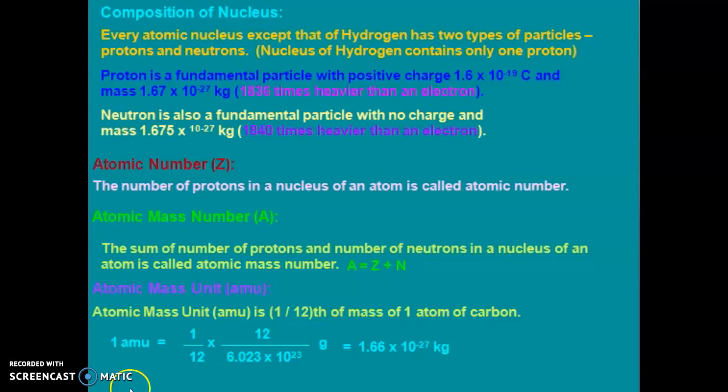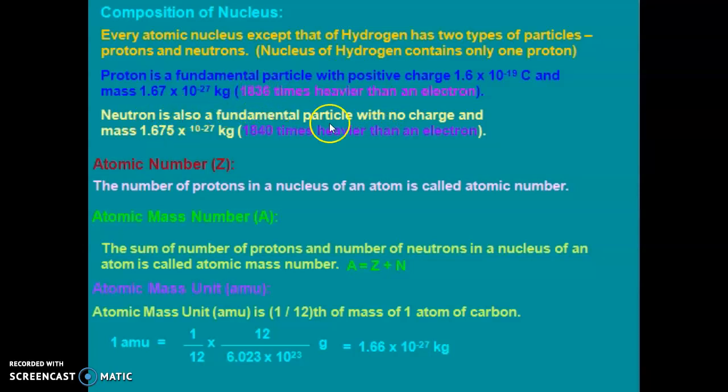Now every atomic nucleus except that of hydrogen has two types of particles. First are protons and next are the neutrons. Proton is a fundamental particle. It has a positive charge of 1.6 into 10 raised to power minus 19 coulomb, and its mass is 1.67 into 10 raised to power minus 27 kg. So this is the mass of the proton and this is the positive charge that it contains. It is approximately 1836 times heavier than an electron.